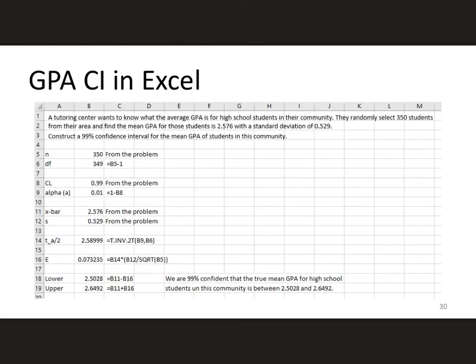Here you can see the confidence interval in Excel. So again, I have my n value, and I went ahead and did my degrees of freedom and my confidence level from the problem, and you can find alpha just by doing 1 minus your confidence level. X bar came from the problem. Instead of having to find the average, you were given the mean. The standard deviation also came from the problem in this case. Then you're going to find your t-score, your E, and then your lower and upper values, and make sure that you interpret in terms of the problem.